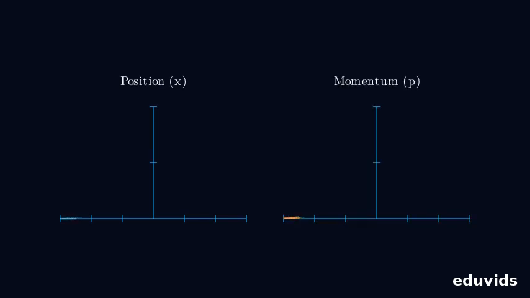A graph of a Gaussian wave packet illustrates the principle. When the position curve is narrow, the momentum curve is wide. And when the position curve is wide, the momentum curve narrows.